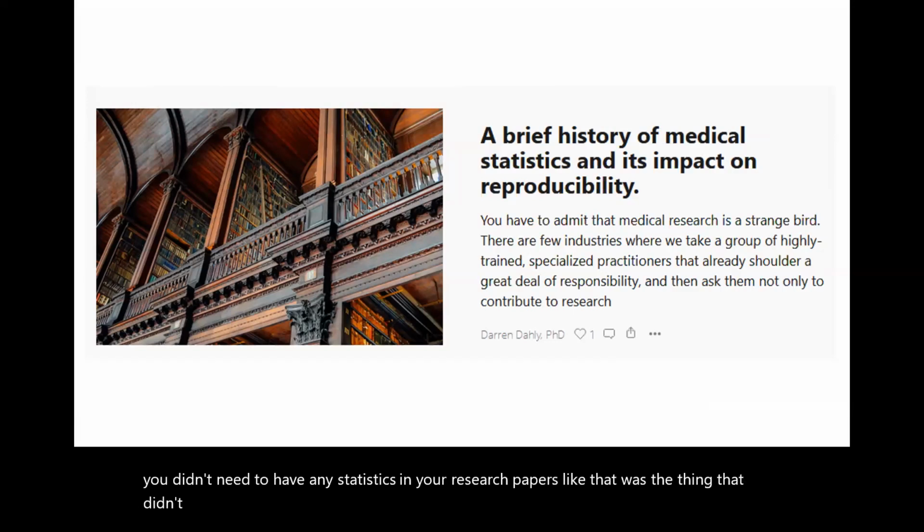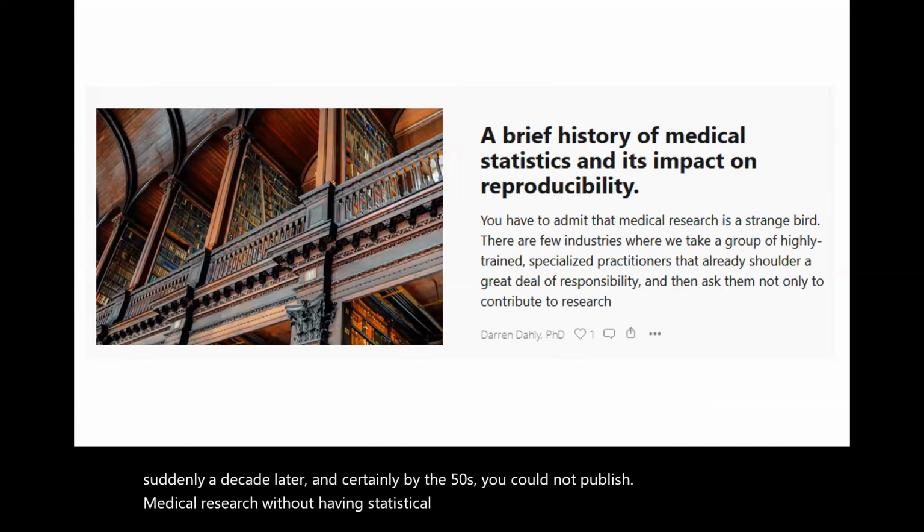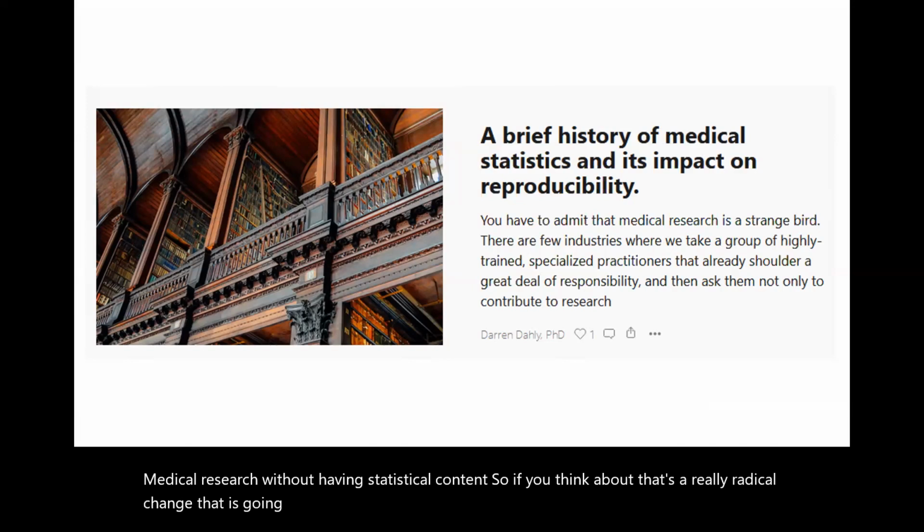People were starting to complain about it in the late 20s and early 30s. But then suddenly, a decade later, and certainly by the 50s, you could not publish medical research without having statistical content. So that's a really radical change. That is going from a way of thinking about data that in terms of medicine did not exist in terms of clinical research to becoming a requirement, right?